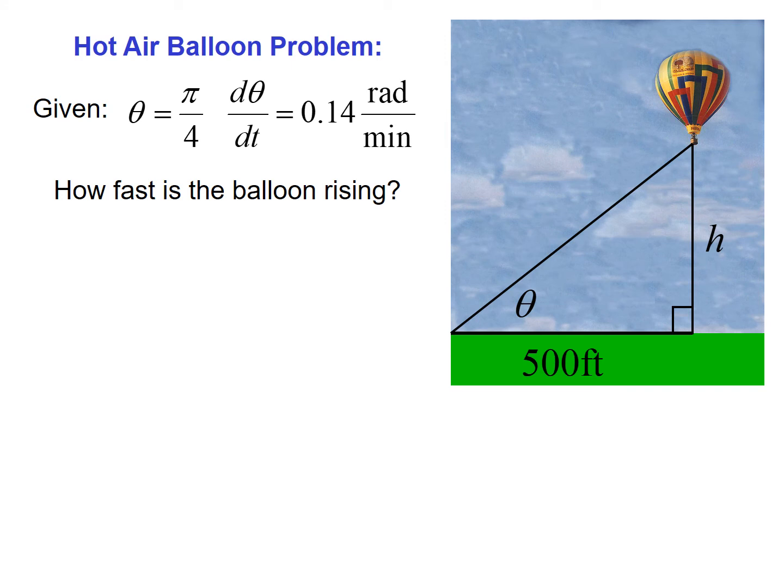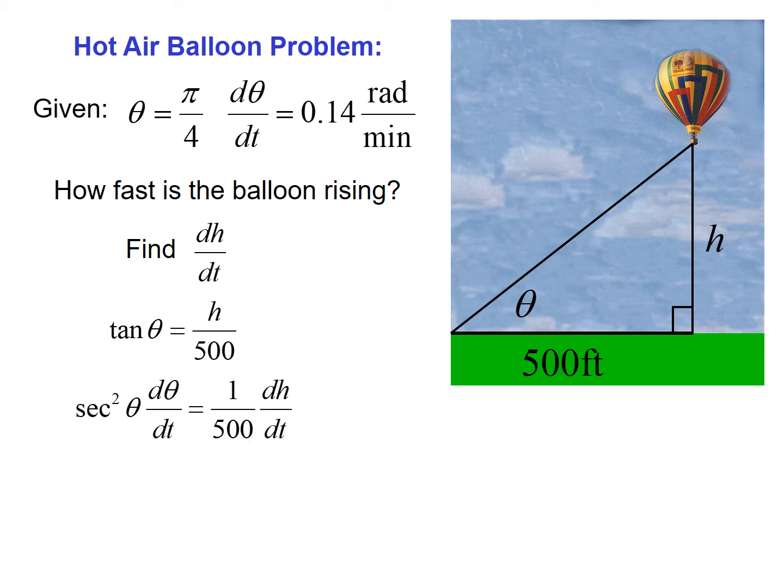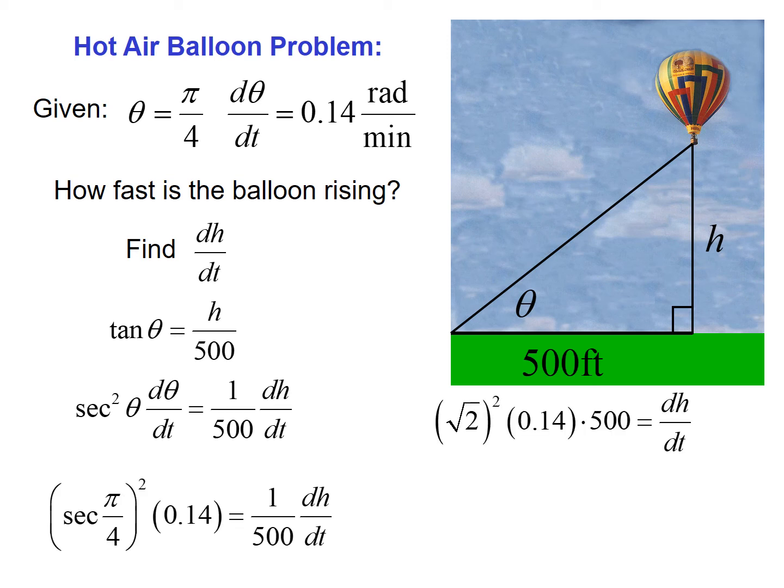All right, we have a hot air balloon that's rising up. At the moment in time where you have an angle of elevation of pi over 4, the rate of change of that angle of elevation, d theta/dt, is 0.14 radians per minute. We want to find out how fast this balloon is going up. So how fast is that height, h, changing? Okay, so we can relate these together with tangent. So that 500 doesn't change. That angle theta changes, the height changes. Take the derivative with respect to t, and plug in all of our knowns, and we can solve for dh/dt.